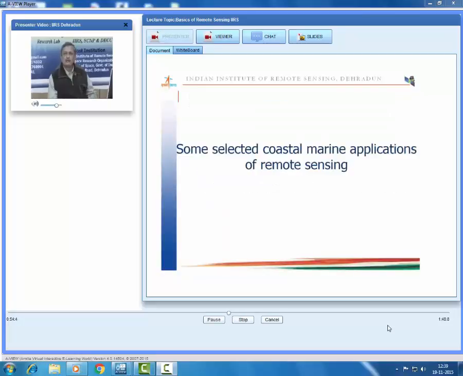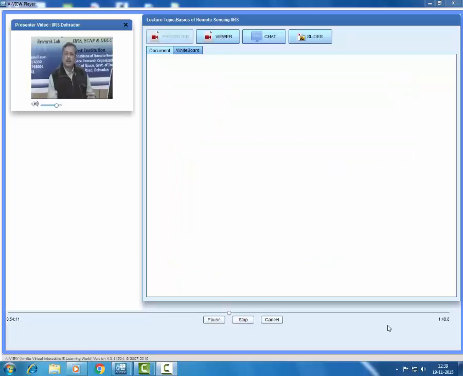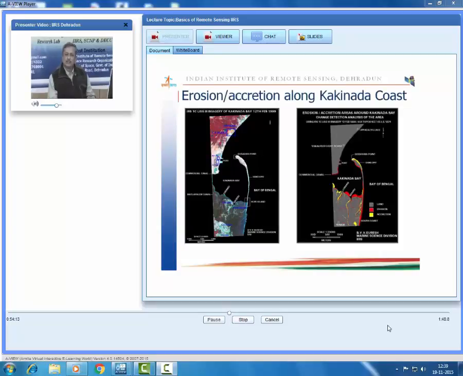Now, finally, I will show you quickly some selected marine applications of the coastal zone. This is the image we showed you earlier. This is the spit in the Kakinada area, and this is Kakinada port, and you can see this spit is acting like a wall, a barrier, against which the waves and tides coming in are hitting. So the port is really in a sheltered environment.